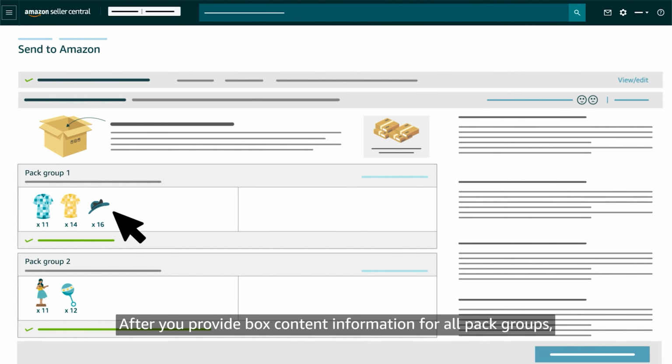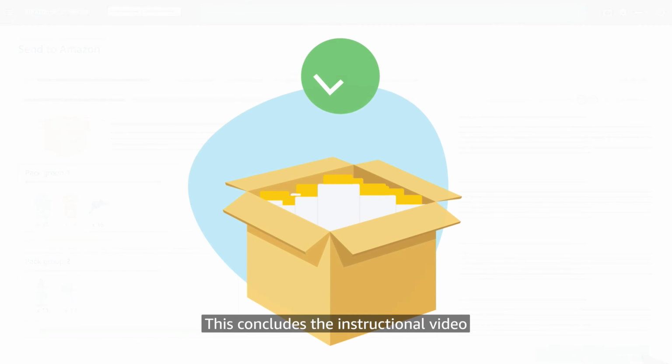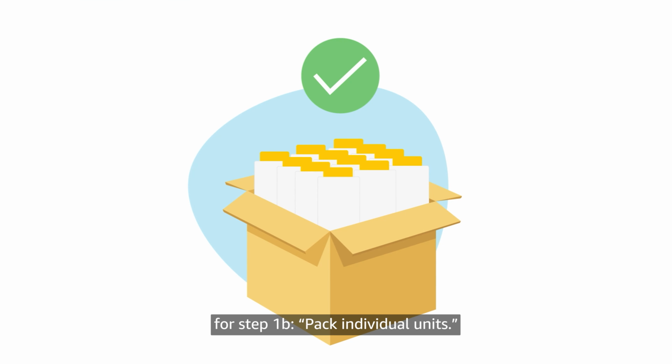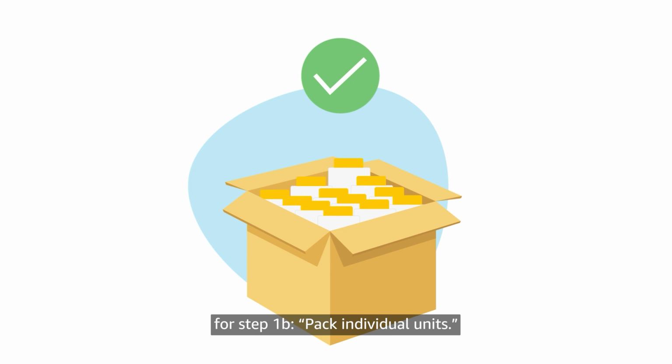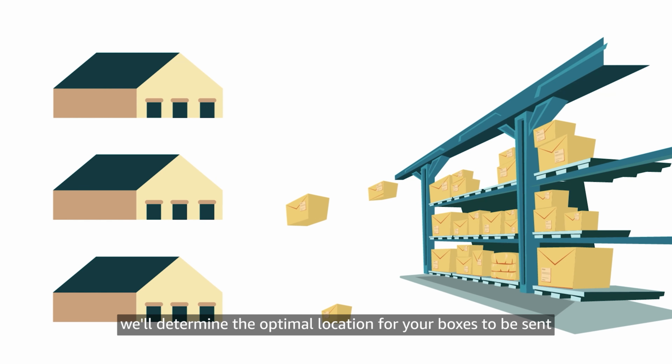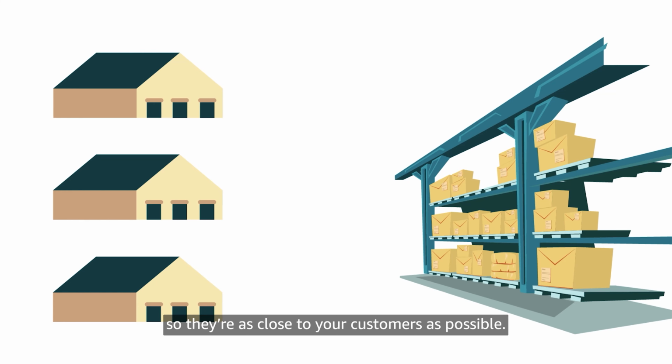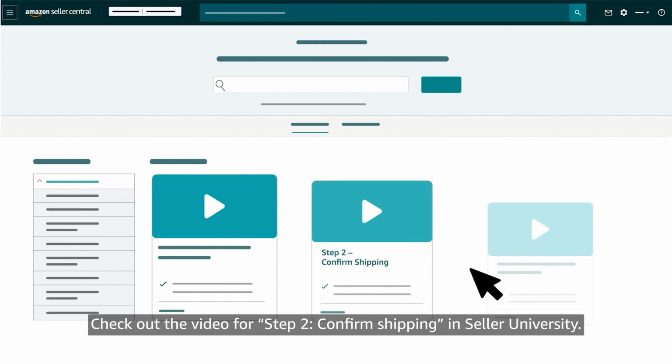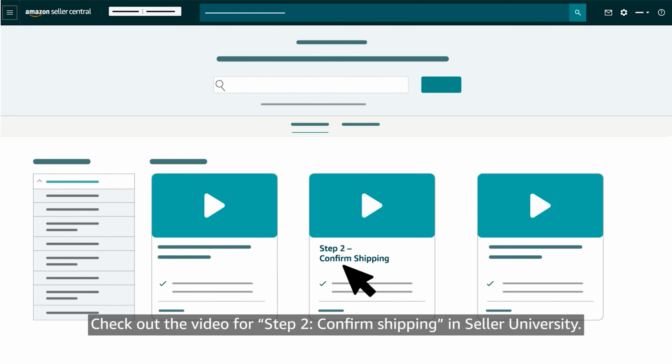After you provide box content information for all pack groups, click Confirm and Continue to proceed to the next step. This concludes the instructional video for Step 1b, Pack Individual Units. In the next step, we'll determine the optimal location for your boxes to be sent so they're as close to your customers as possible. Check out the video for Step 2, Confirm Shipping in Seller University.